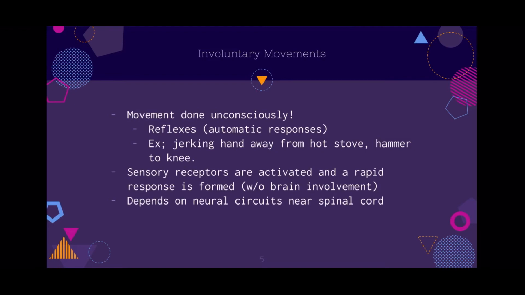Another example is something you might have gotten done at the doctor's. The doctor has a little plastic hammer and they tap just below the knee, and your knee or leg kicks forward. It's just a reflex. You don't even think about it. Sensory receptors are activated and a rapid response is formed. This is done without brain involvement, and instead it depends on neural circuits near the spinal cord.